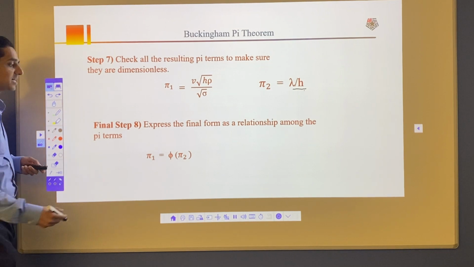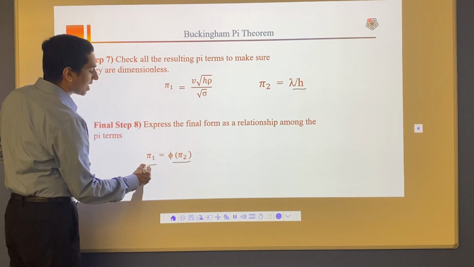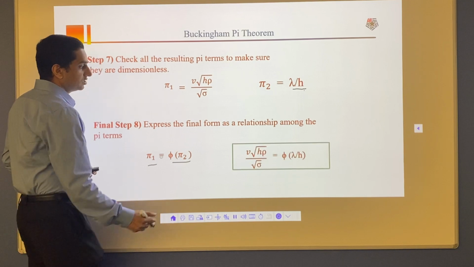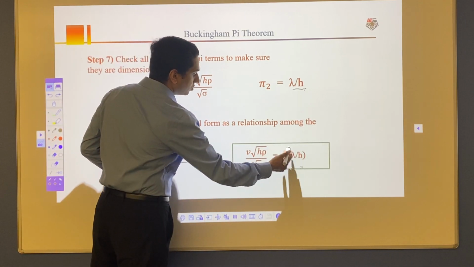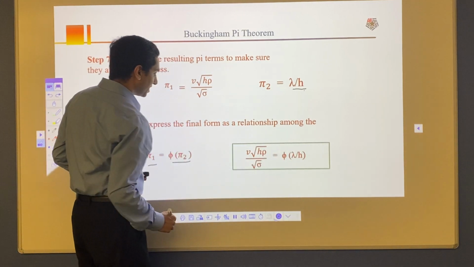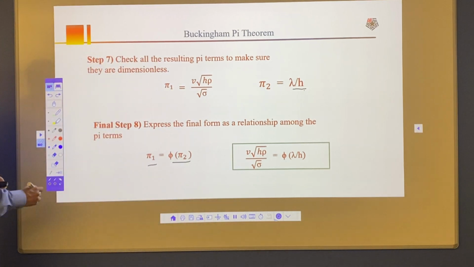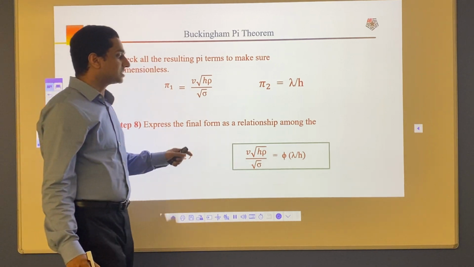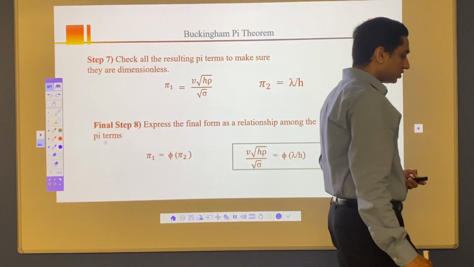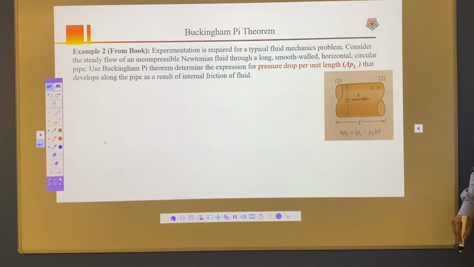And then step 8, write down that it is in this form: pi 1 is a function of pi 2. So this is my pi 1 is a function of pi 2. I'm going to write down my terms pi 1 and pi 2, and then you are done with the Buckingham pi theorem. It's very simple once you know what you're doing. So that's the first problem. Let's do another problem for the Buckingham pi theorem.